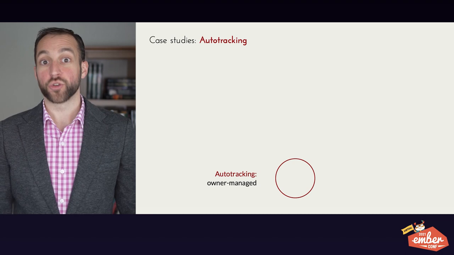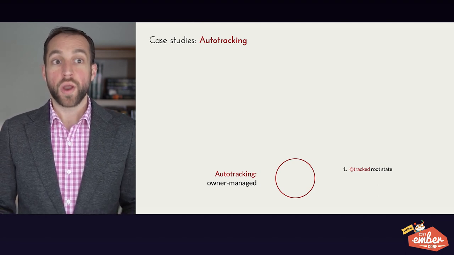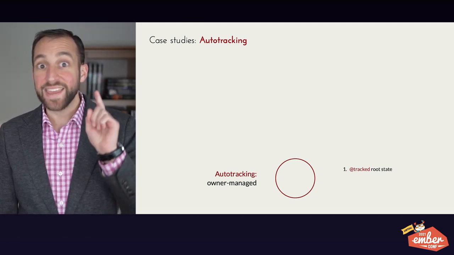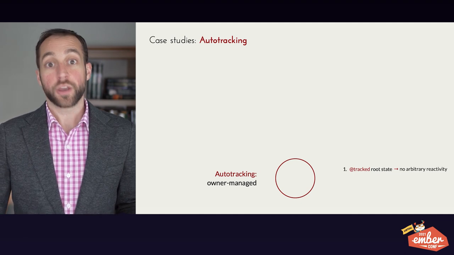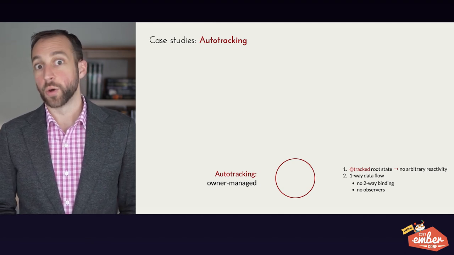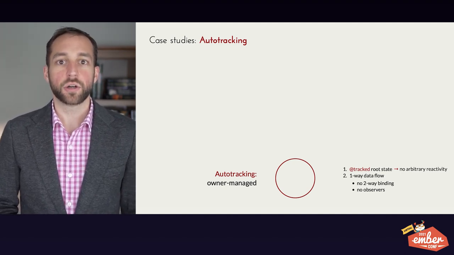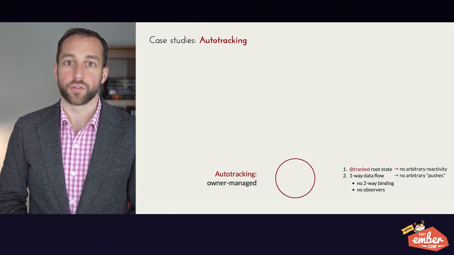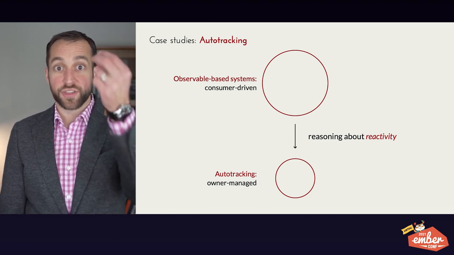And that's why we've moved to auto-tracking, because it puts the owner of the data in control of reactivity. And this is huge. When we mark a piece of root state as reactive with tracked, that is what makes it reactive. Nothing else in the system can make it reactive. We no longer have this kind of arbitrary reactivity where consumers are in control. The owner of the data is in control of the data. Second, because we've got real one-way data flow, because Glimmer components don't have two-way binding of their arguments, and because we've gotten rid of observers and observer-style lifecycle hooks, we now have a situation where we can be confident that there are also no arbitrary pushes of reactivity further into the system. We've improved our ability to reason locally about reactivity. Reactivity happens where things are tracked, and that's it.